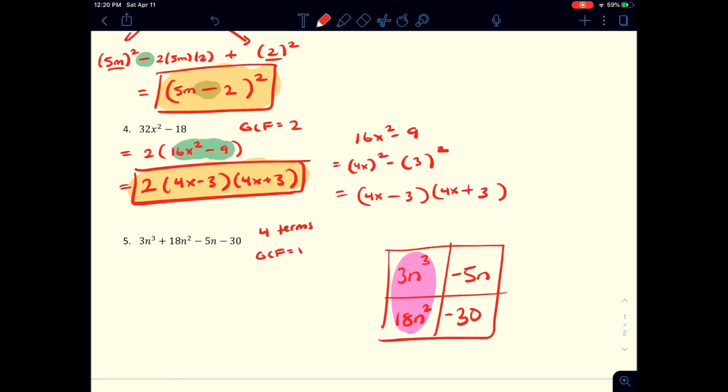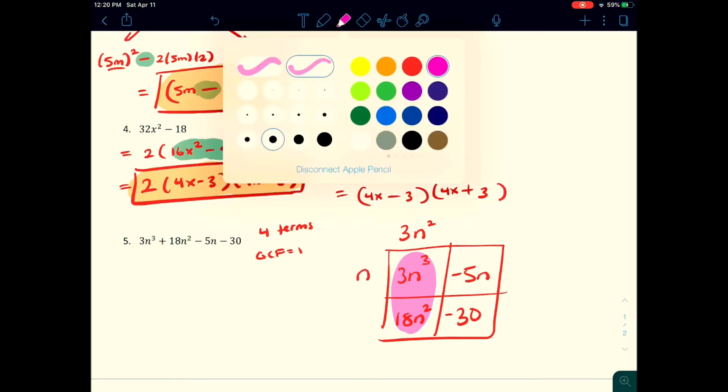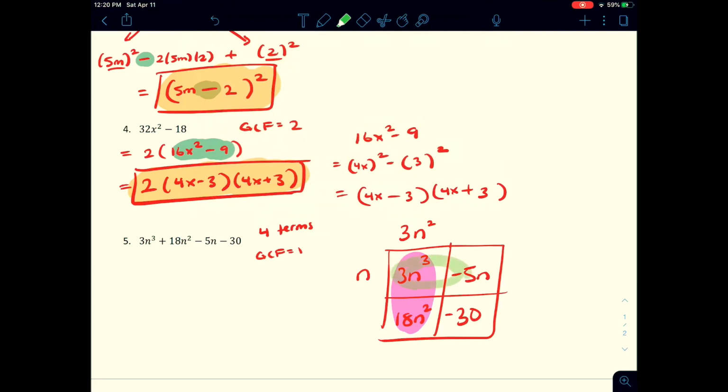Do this one carefully, right? Just do the numbers first. What's the greatest common factor of 3 and 18? That would be 3. What's the greatest common factor of n cubed and n squared? You always choose the smallest power of n. This would be n, which, by the way, is the greatest common factor of this first row. So if I chose the first row, I would have still got the same answer in the end regardless. You can carefully fill out the rest.